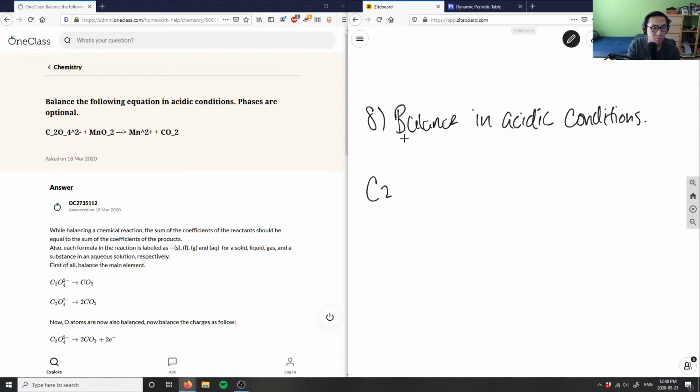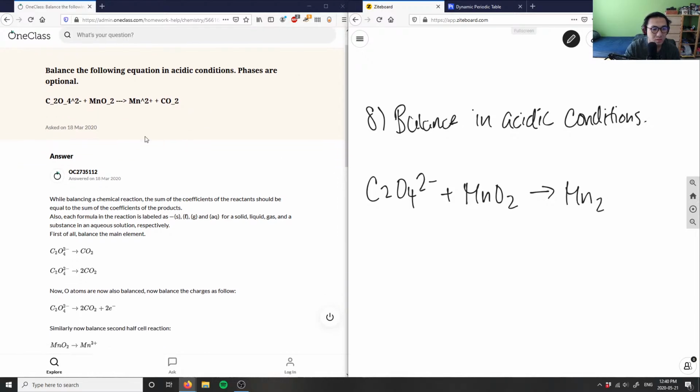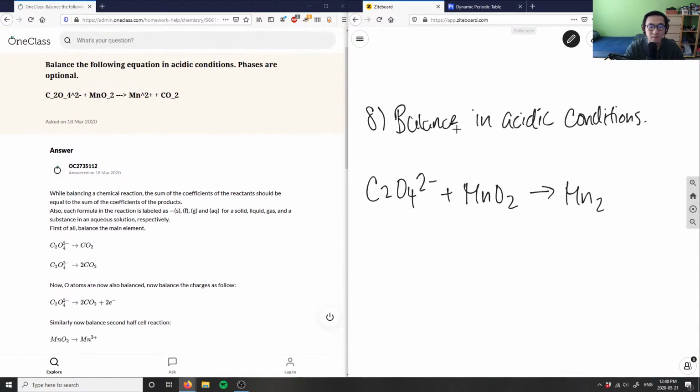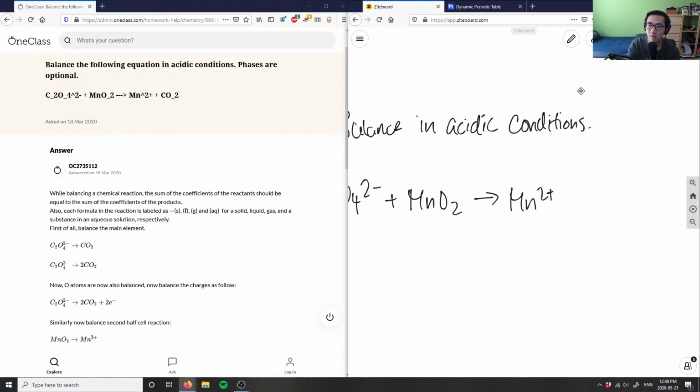this is C2O4 2 minus, I think. C2O4 2 minus plus MnO2 is going to yield Mn2. Is this Mn2? Oh, Mn2 plus. Yes, Mn2 plus. That makes more sense, because manganese is not diatomic. Mn2 plus, and CO2.